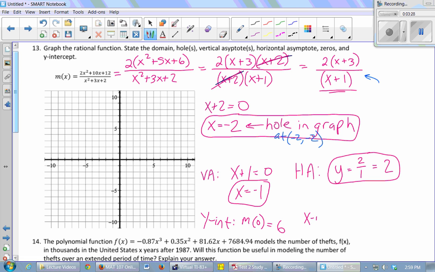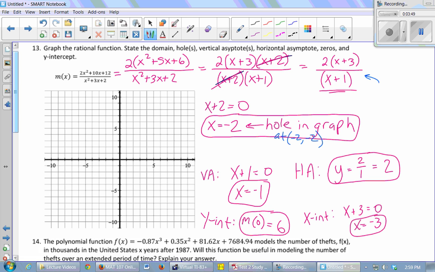And then for x-intercepts, set the reduced numerator equal to 0 and solve. And we get x equals -3. So there's our x-intercept, there's our y-intercept. Now I can graph everything.